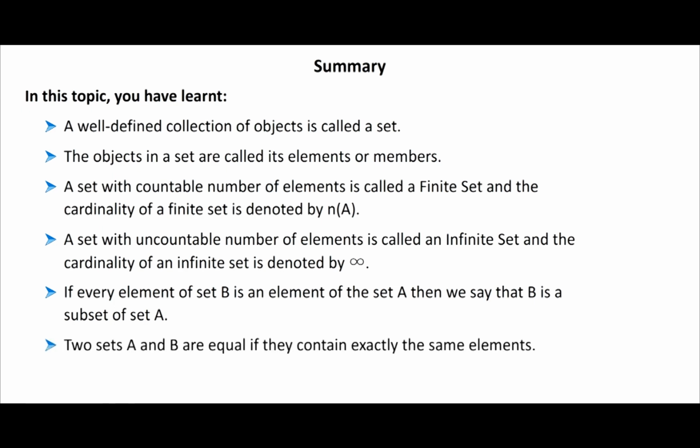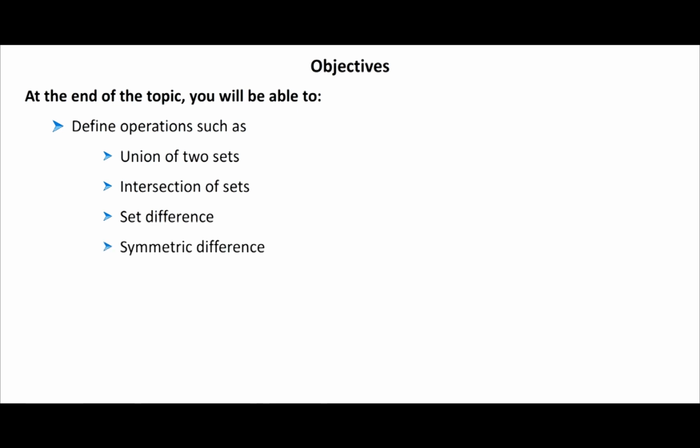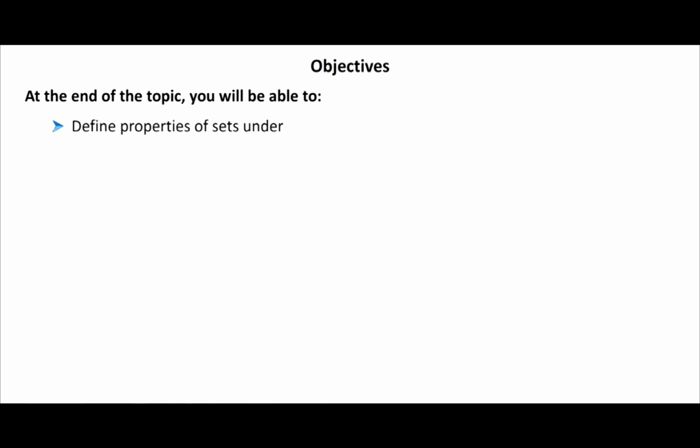Two sets A and B are equal if they contain exactly the same elements. At the end of the topic, you will be able to define operations such as union of two sets, intersection of sets, set difference, symmetric difference, complement, disjoint sets. Define properties of sets under associative property, commutative property, distributive property.